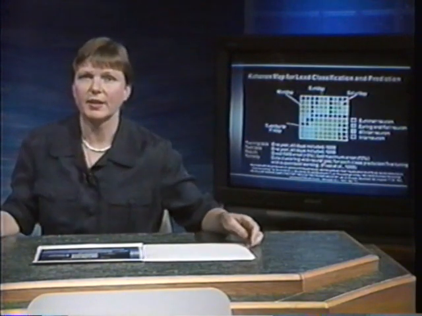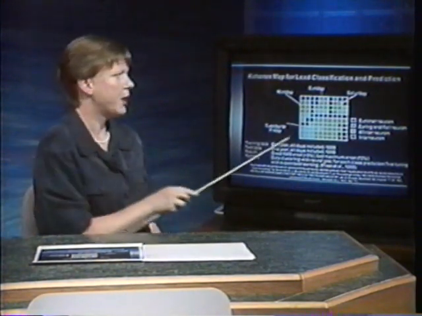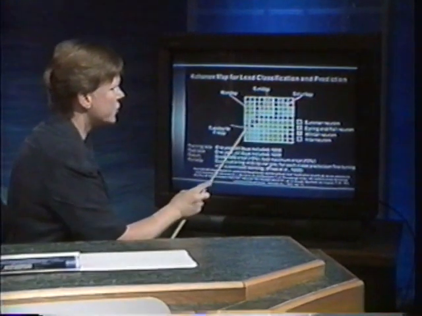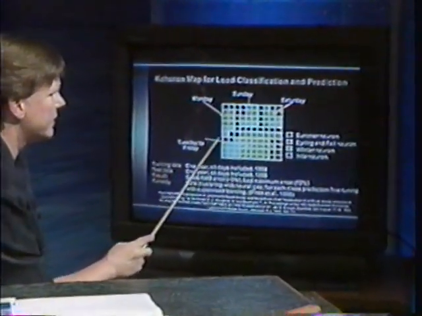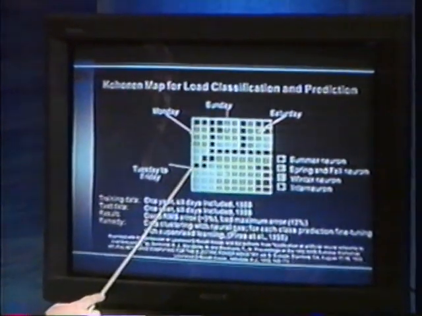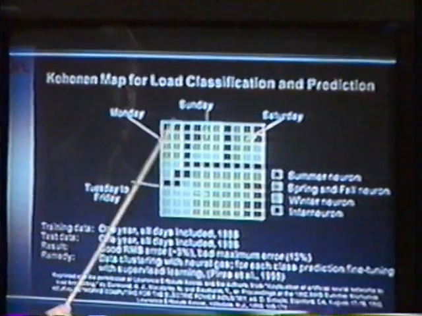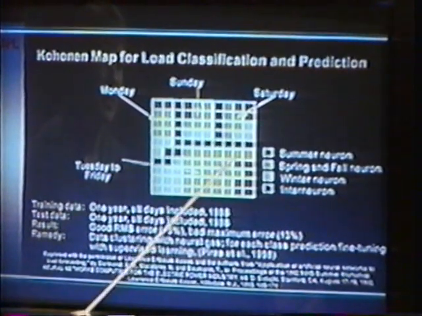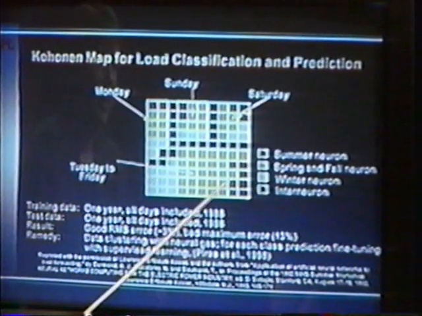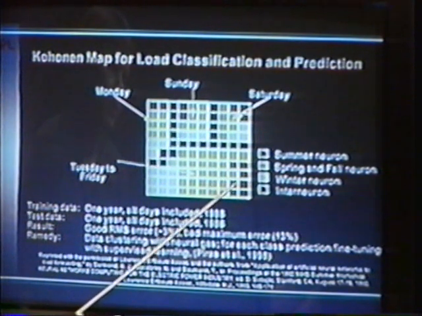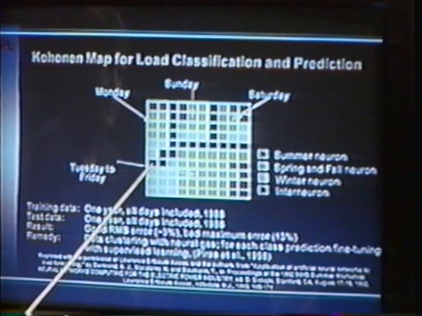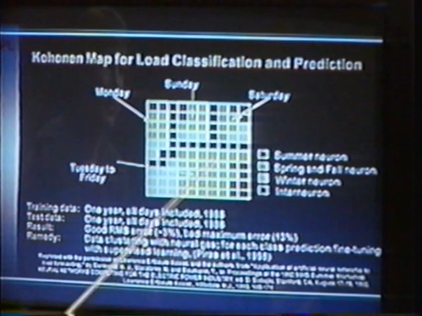If you look at the organization of Kohonen's feature map, it is really very nice. You can distinguish here the different day type classes. We have Mondays regrouped in this region of the map. We have Sundays in this region, Saturdays, and here we have the weekdays. And we can further distinguish neurons which classify summer data, winter data, and spring and fall data.